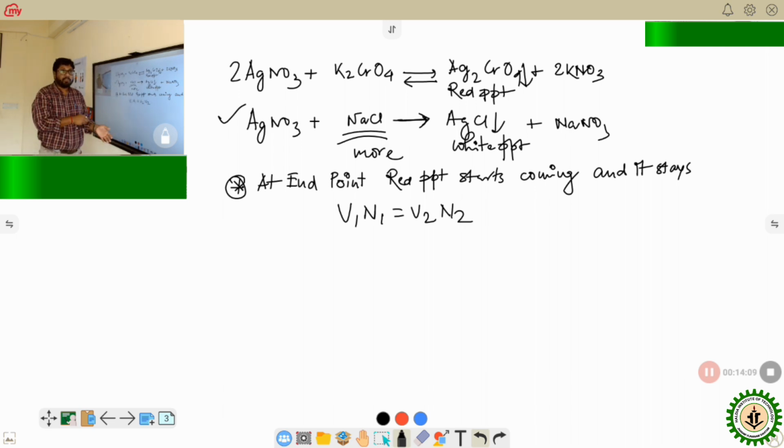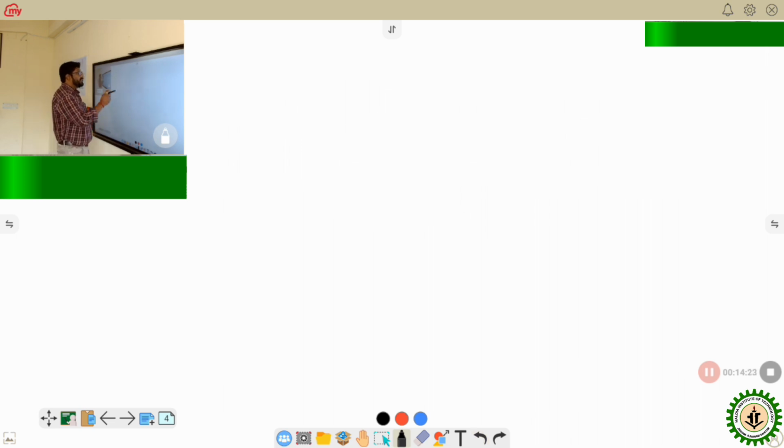Silver nitrate is already known to me because that's a secondary standard, which has been already standardized by another primary standard. So that's how we can calculate the amount of chloride ion. Let me talk about the calculation also. The calculation remains basic knowledge. That means the gram equivalent of chloride equals the gram equivalent of silver nitrate.